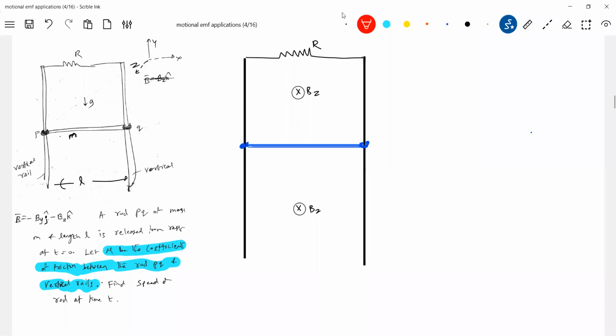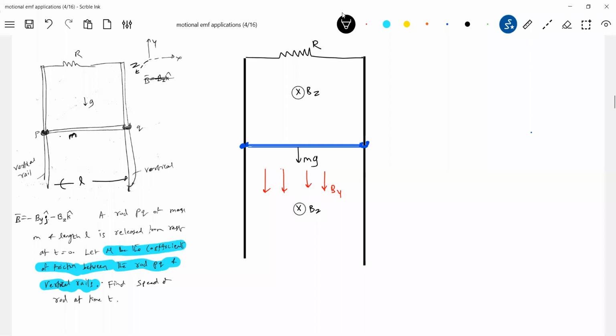BY, the Y component of field, is in this direction. Now the rod is released. The weight mg will act, so due to weight mg, it will start sliding down.